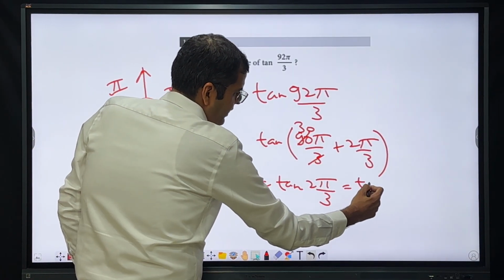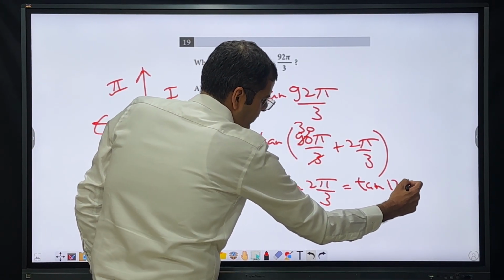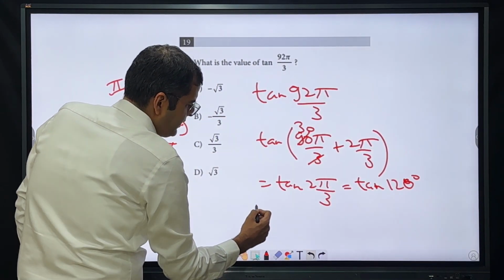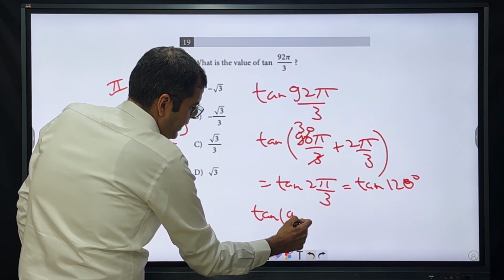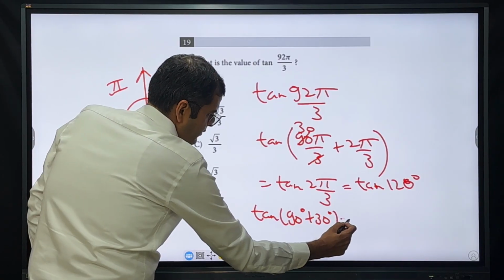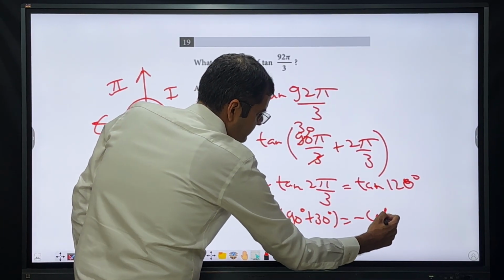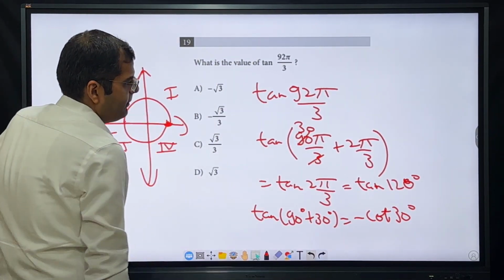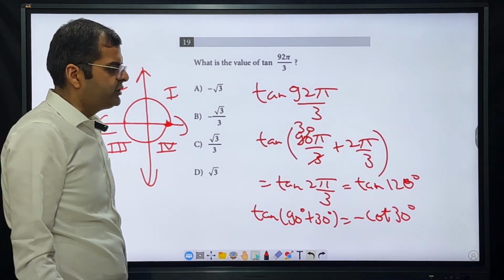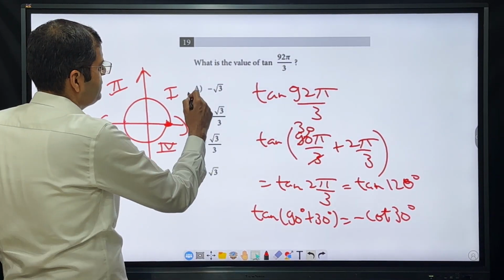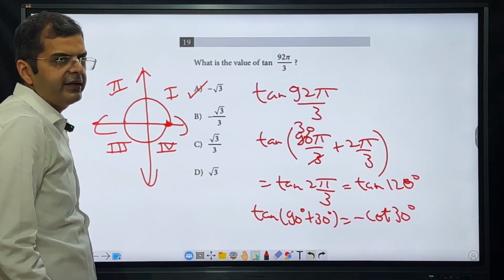So tan of 30 pi plus 2 pi by 3 is the same as tan 2 pi by 3. Now what is this? Tan 2 pi by 3 is tan of 120 degree. Tan 120 degree is tan of 90 degree plus 30 degree. What is tan of 90 plus 30? That is minus cot 30 degree. What is cot 30 degree? Root 3. Minus of cot 30 degree is minus root 3. Answer option A is correct here.